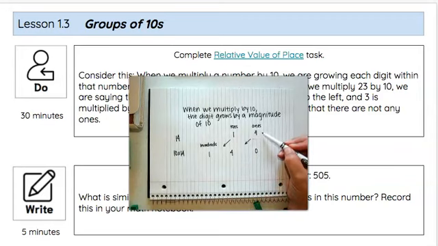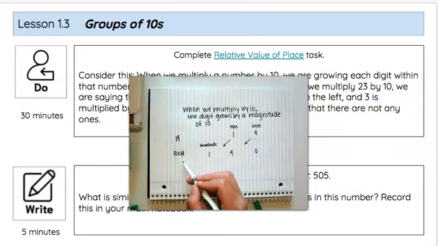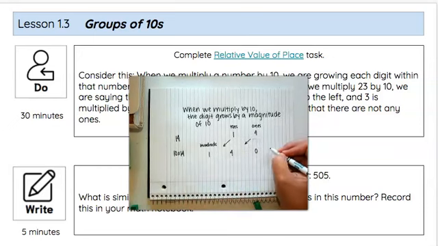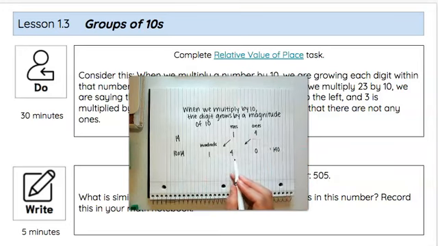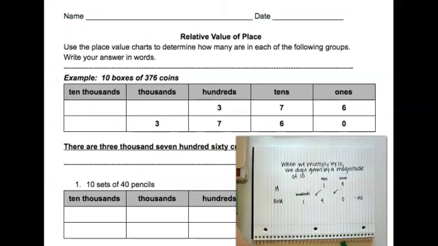So we started with 14, which is 1 ten and 4 ones, and then when we multiplied it by 10, we got 140, which is 1 hundred, 4 tens, and 0 ones. This is exactly what we're going to explore today in the relative value of place task.